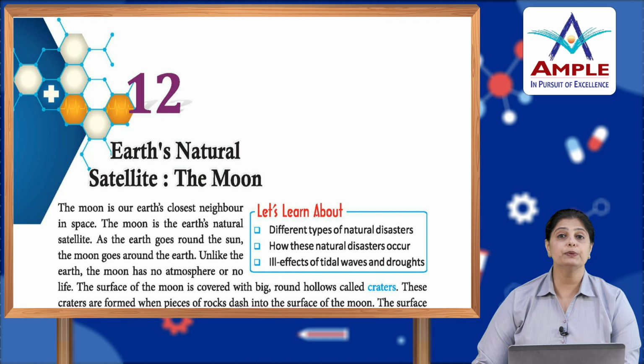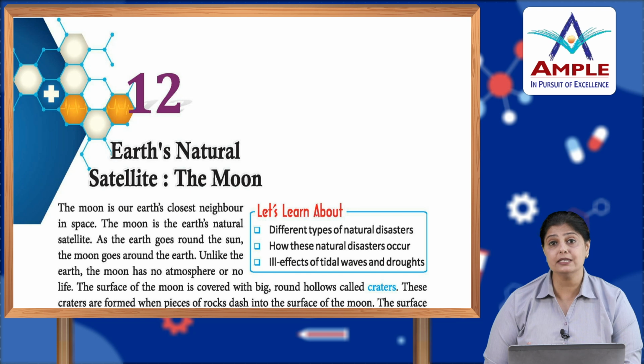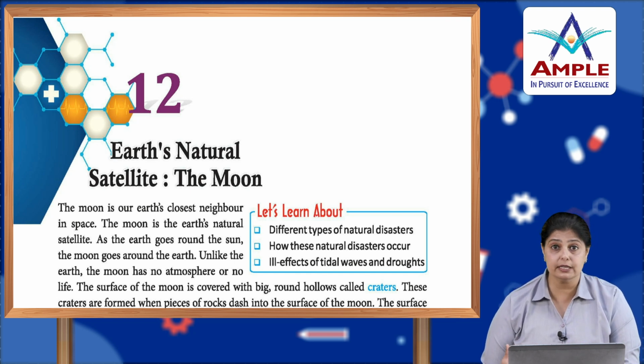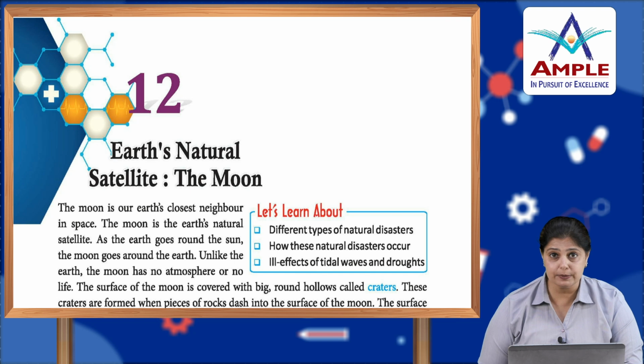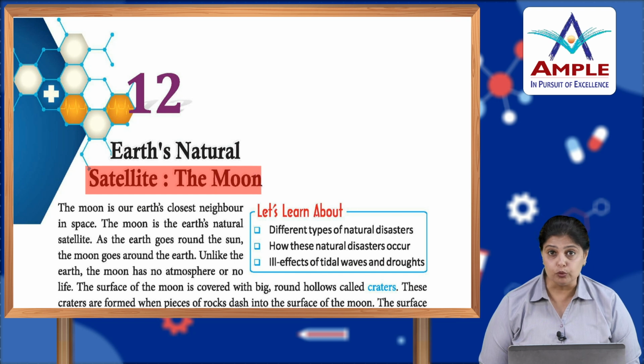So children, as we all know, science tells us about everything that is in our nature. Not only what is surrounding us, but certain things that are present beyond the earth, in the universe, in the space beyond earth as well. So in this chapter, we are going to talk about the earth's natural satellite, our moon.